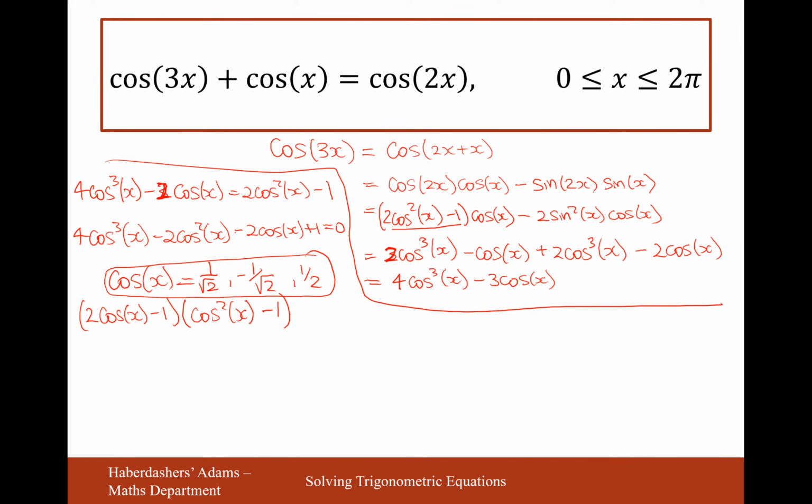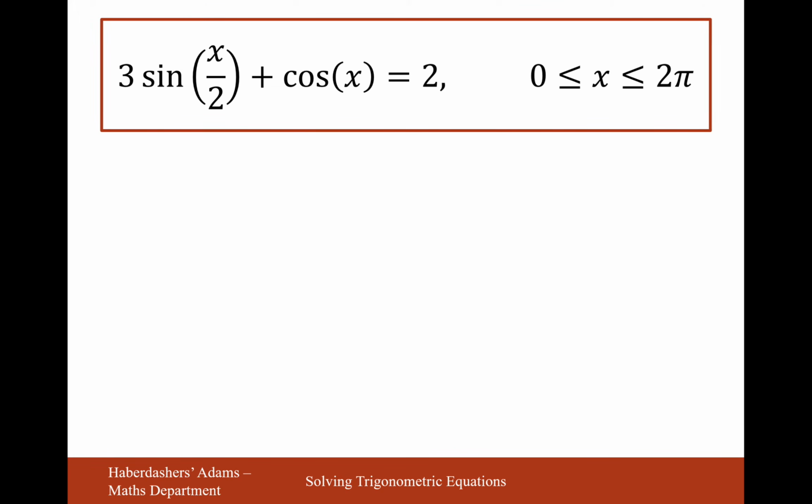So let's go ahead and do that. The first solution will be pi by 4 and 7 pi by 4. For the second equation, it's going to be x equals 3 pi by 4 and 5 pi by 4. And for the last equation, cos x equals half, it is going to be pi by 3 and 5 pi by 3. So there we are, these are the 6 solutions for this equation here.